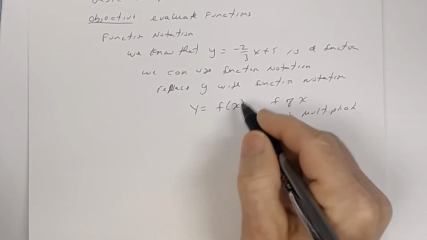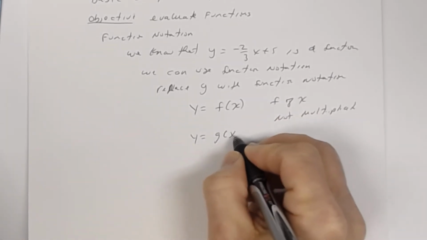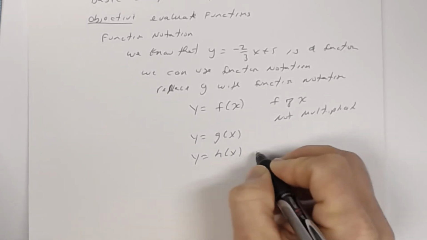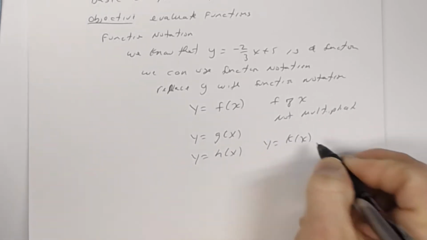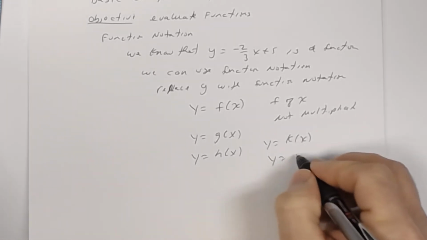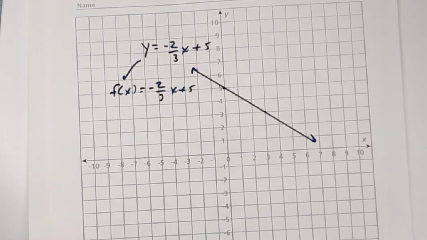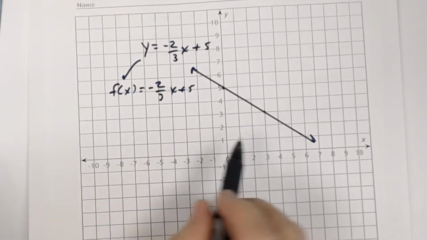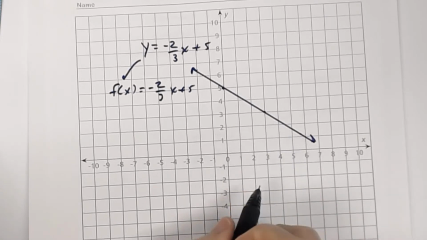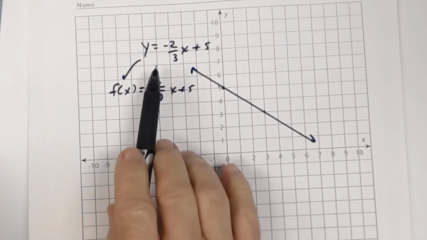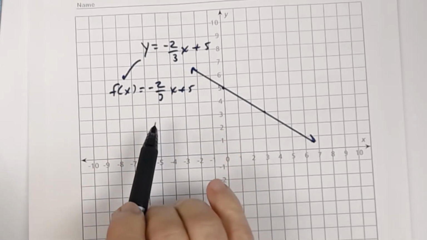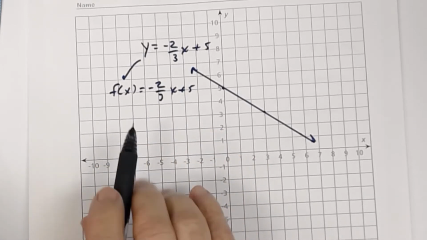We don't always have to use f. We could say y equals g of x. We can say y equals h of x, and so on. Y equals k of x, anything like that. It could be lowercase letters. It could be uppercase letters. You'll see that in many situations, okay? But those are all different ways of writing function notation. So when we saw this right here, we remembered that this was a function because for each x coordinate, there's only one y coordinate, right? And so instead of saying the equation y equals negative 2/3 x plus 5, I can rewrite it as f of x.